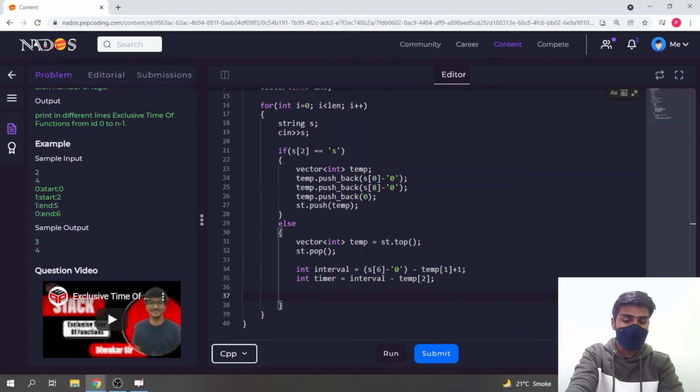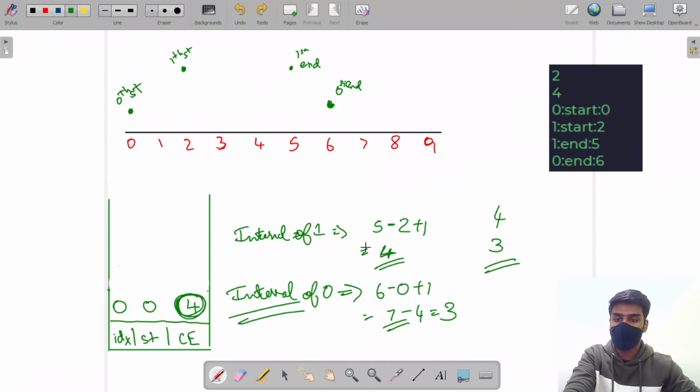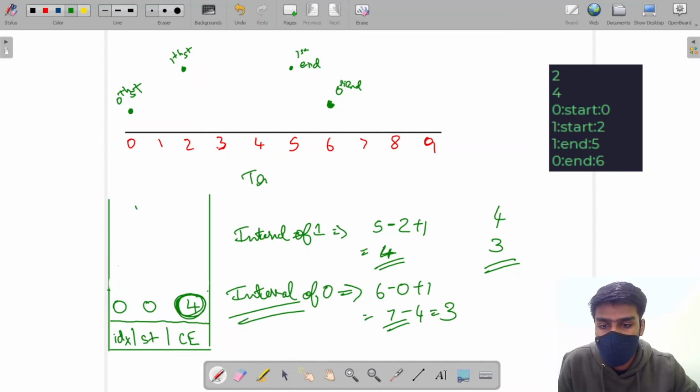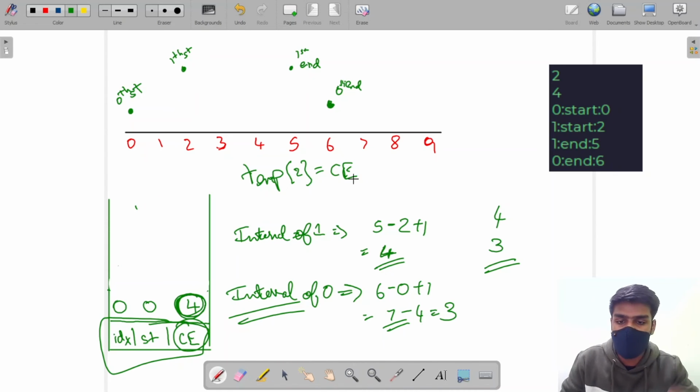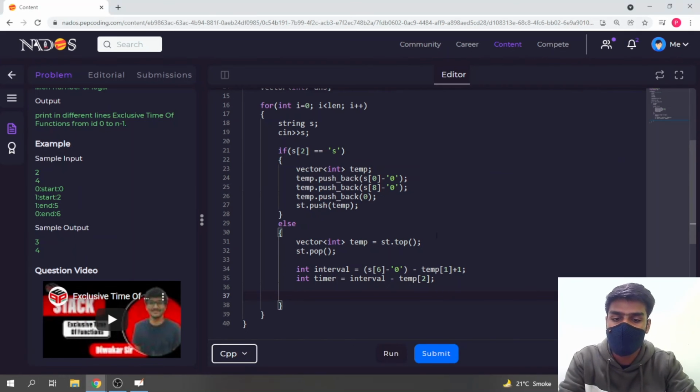So if you want, I can explain it again. I will explain again what I am talking about. I am talking about the temp. What is the temp here? Temp 2 is this value, because this is the temp vector. So it is the child execution. Alright, I hope you understood this. So now we will get to the code again.